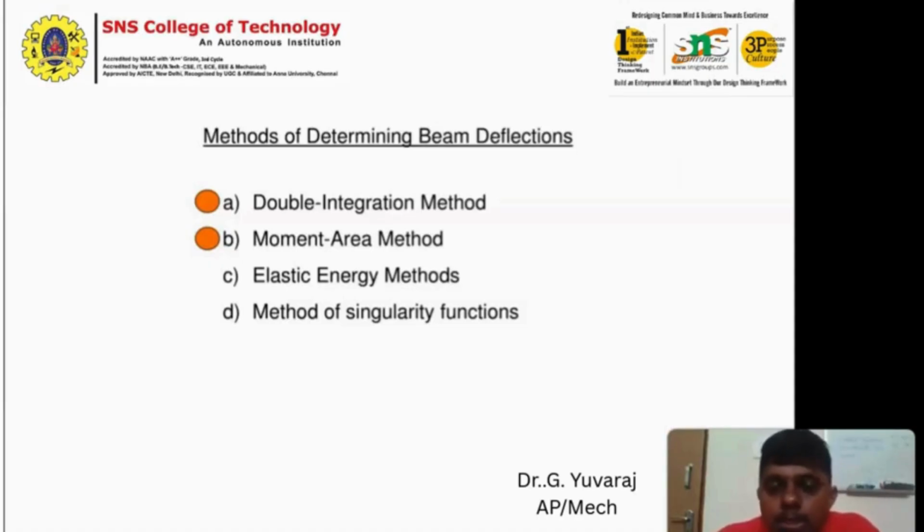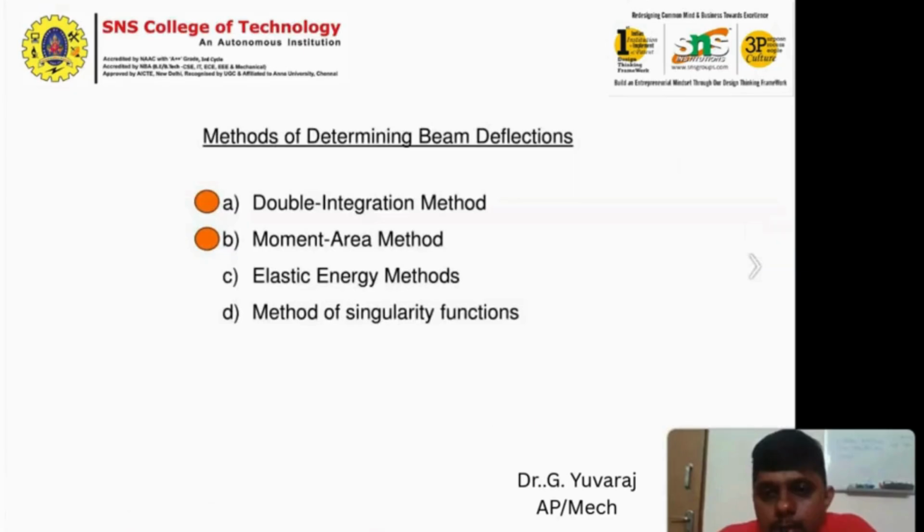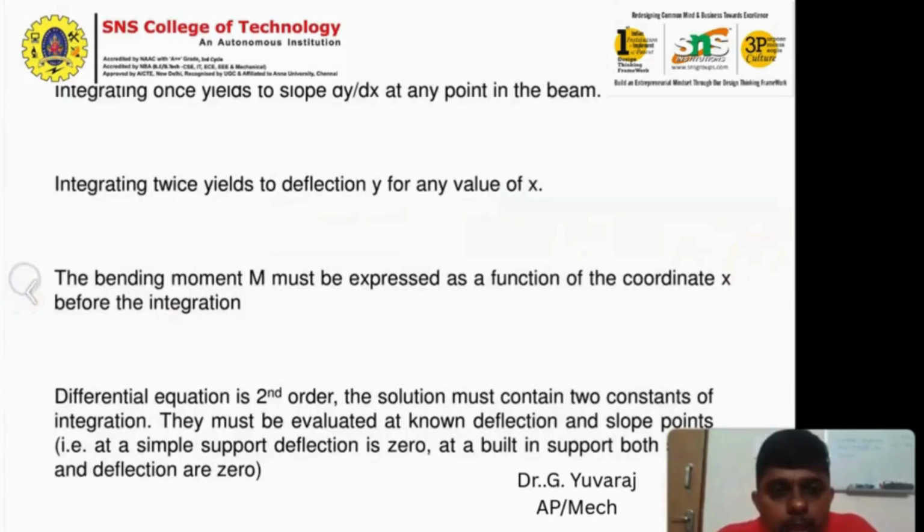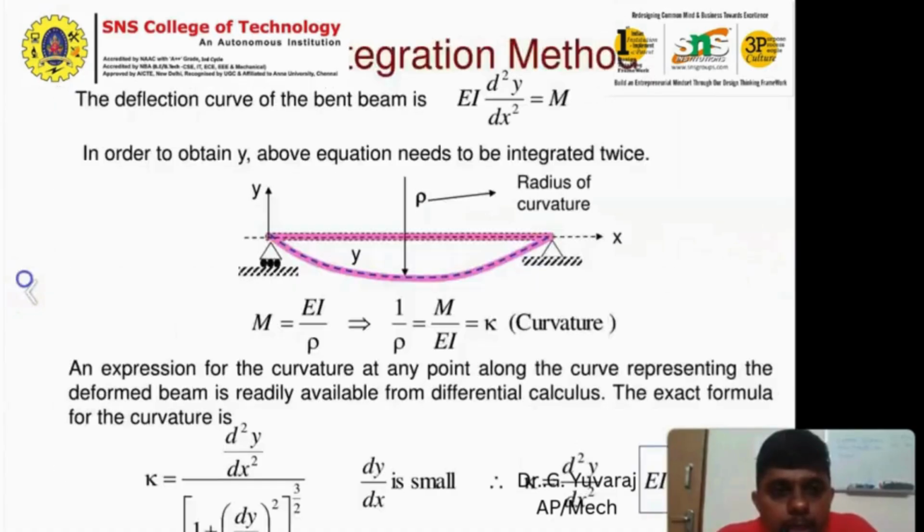These two different methods are used for analyzing the beam deflection. They are used not only for simply supported beams but also for cantilever beams. Let me start with the double integration method. We already know that the double integration method is a procedure for finding the deflection level of the beam.